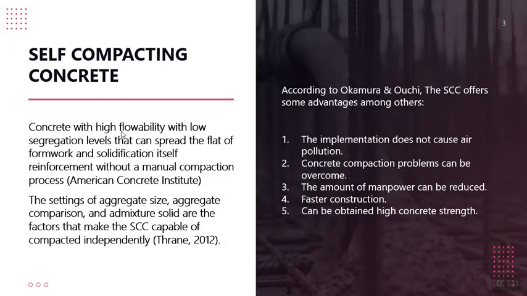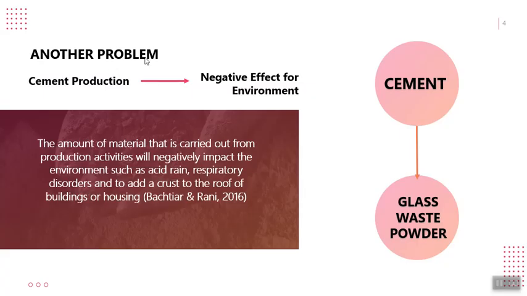Self-compacting concrete is concrete with high flowability and low segregation levels that can spread through the formwork and around reinforcement without a manual compaction process. The setting of aggregate size, aggregate composition, and the extra solid are the factors that make self-compacting concrete capable of compacting independently. And these are the advantages of self-compacting concrete, according to Okamura and Ouchi. But we have another problem.